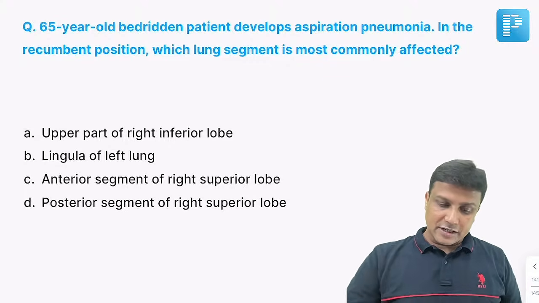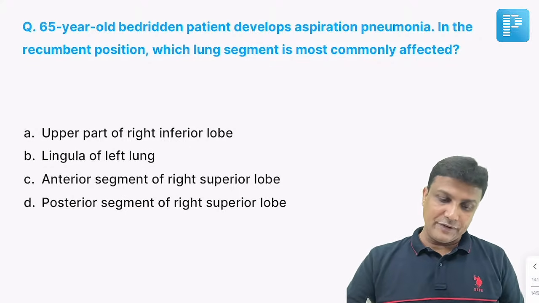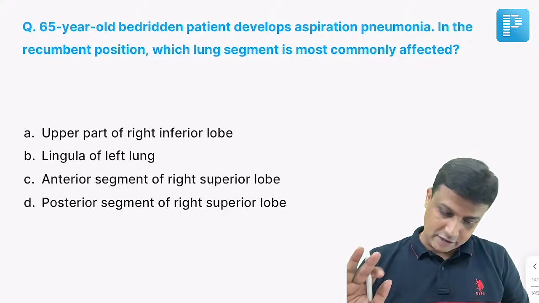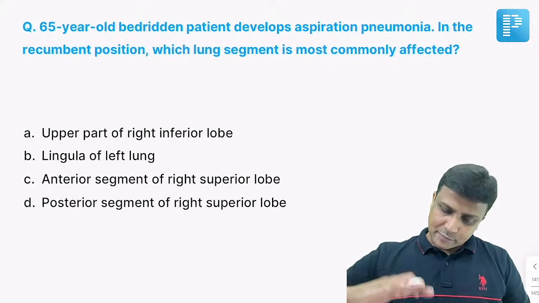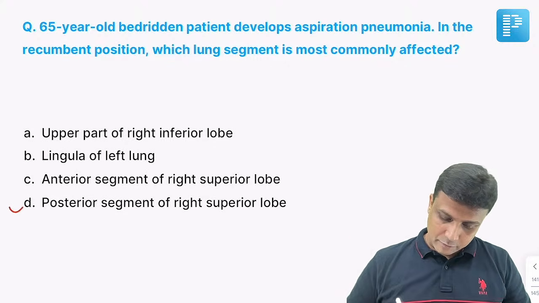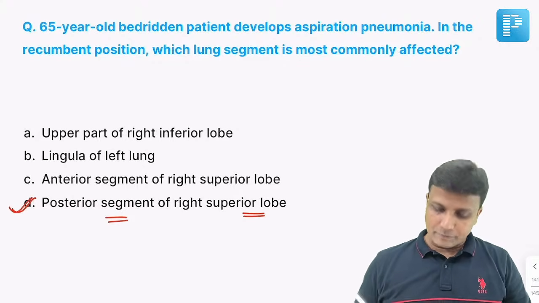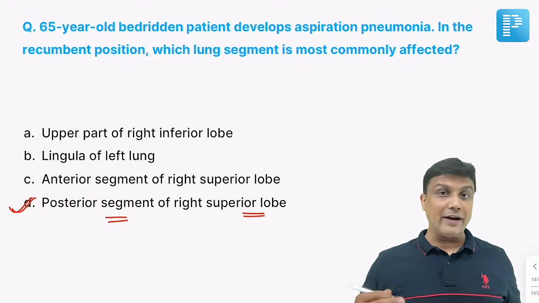A 65-year-old bedridden patient develops aspiration pneumonia in the recumbent position. Which lung segment is most commonly affected? Now in this position, remember the segment of the lung which is most commonly affected will be the posterior segment of the upper lobe, right upper lobe. Posterior segment of the right upper lobe, sir.